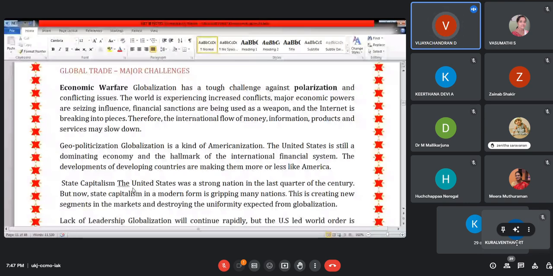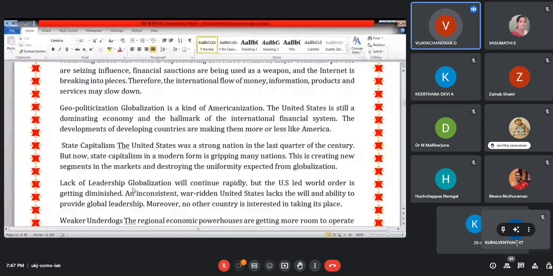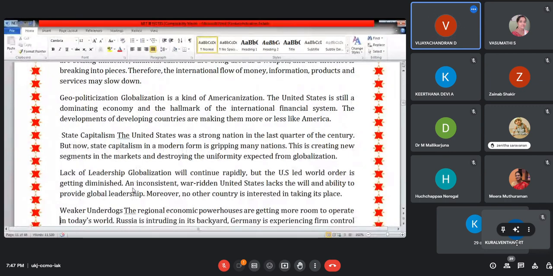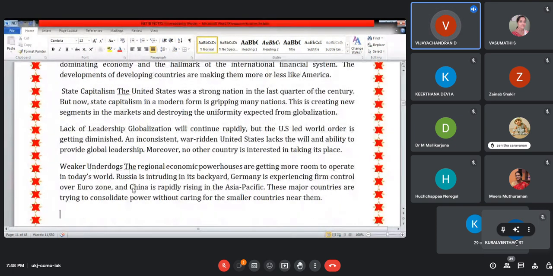And state capitalism. The United States was a strong nation in exporting products, so there will be state capitalism. Many countries will be depending on one country. That is another challenge, not a disadvantage, for the countries playing in international trade. And there is a lack of leadership. A common arbitrator is not there in order to manage the problems. So lack of leadership is another challenge in international trade.